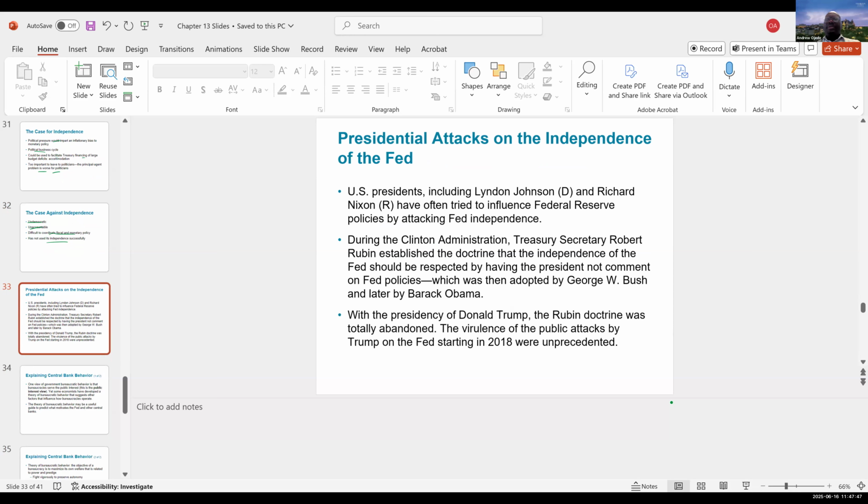Treasury Secretary Robert Rubin established a doctrine that the independence of the Fed should be respected by having the president not comment on Fed policies, which was adopted by George W. Bush and President Obama. But that kind of flew away when President Trump became president. From time to time we see President Trump commenting on what the Fed is doing and criticizing the chair of the Fed. But this is not new. This has happened in the past as well. Okay.